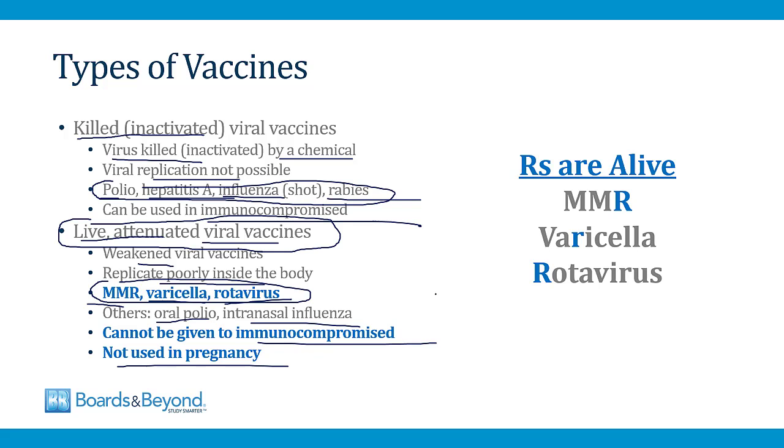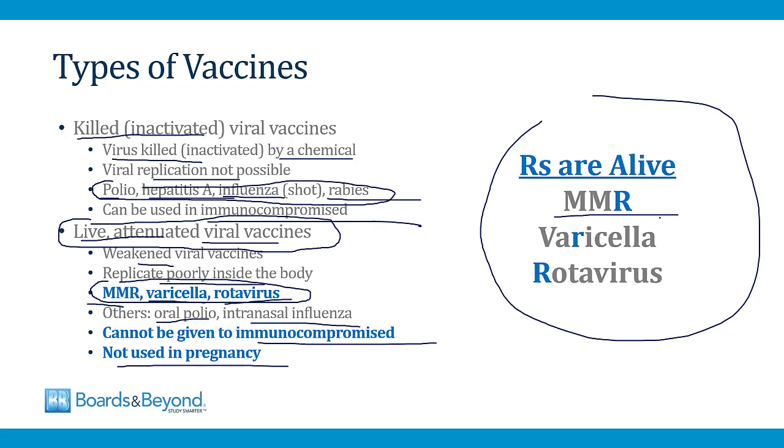And the mnemonic I've always used, and the one that I was taught to remember which vaccines are alive, is that the R's are alive. MMR, Varicella, and Rotavirus. Each of these vaccines has an R in its name.